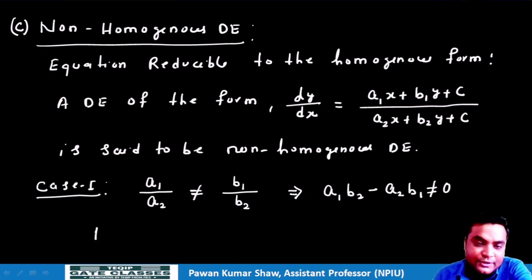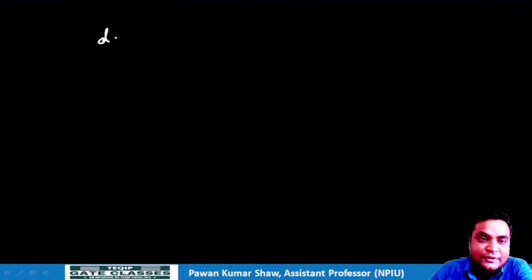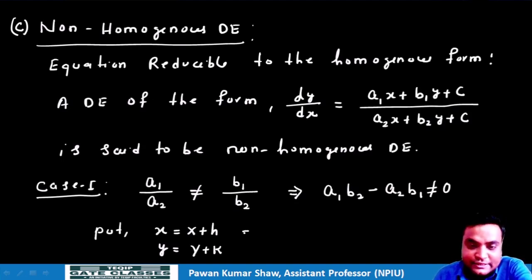So in that case we can convert the problem by replacing x with capital X plus h and y with capital Y plus k. After replacement, if you notice, we can write dx as d of capital X, where h is a constant and k is also a constant, and dy we can write as d of capital Y.